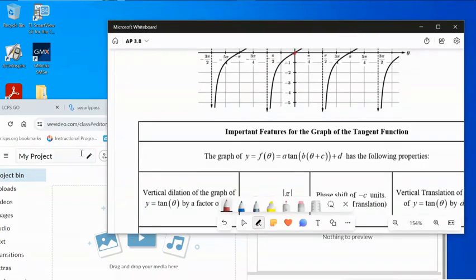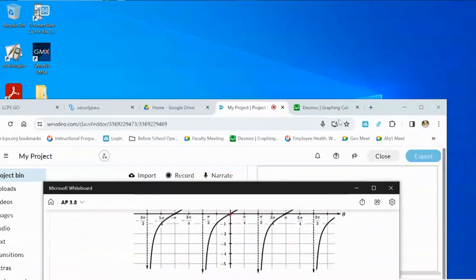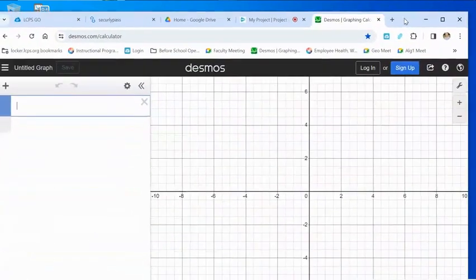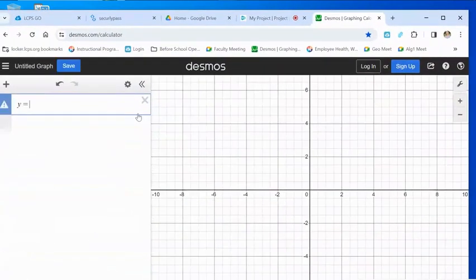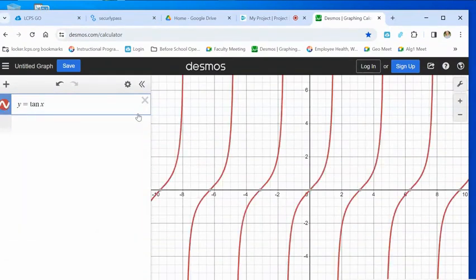Okay, so I want to go to Desmos and let's pull up that graph and then you guys can just look at your notes here. So y is equal to tan x looks like this. So if we change the a value here, so what's sitting out front, let me do another one so we can see the difference.